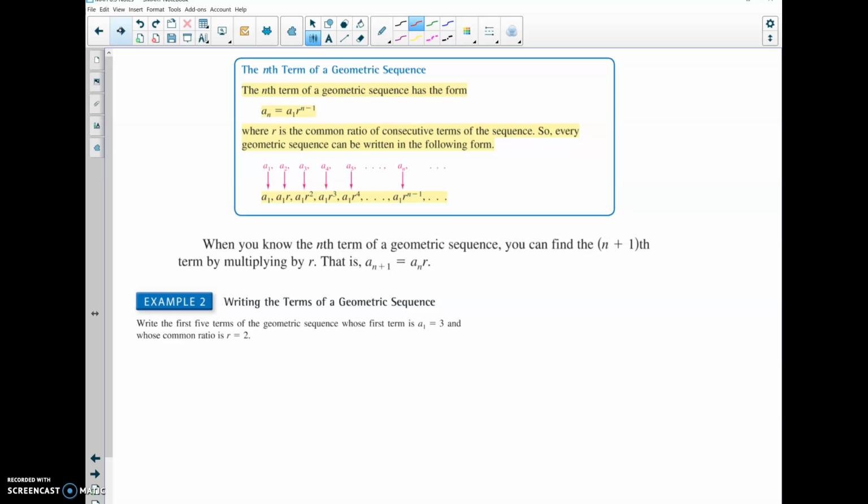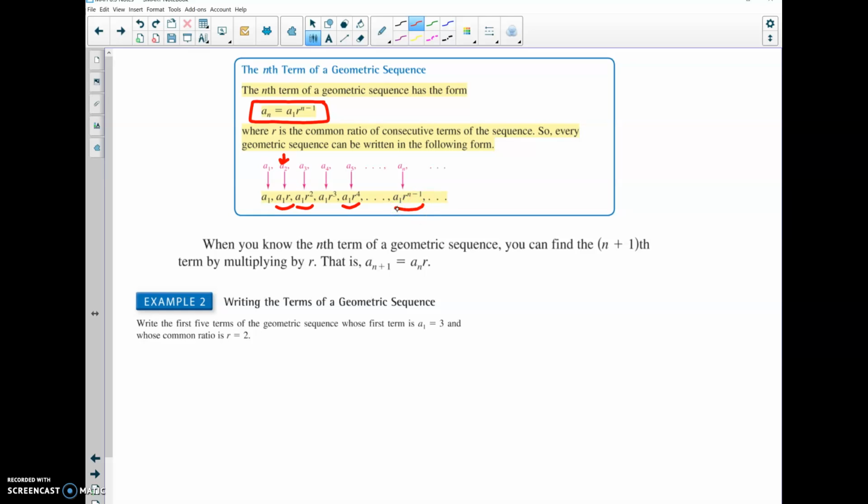So the nth term of a geometric sequence is of the form a sub 1 times your common ratio raised to the n minus 1 power. Think about it. Every single term is being multiplied by your common ratio. So a1 times r is your second term. Times r again would be r squared. Times r 4 times will give you the fifth term, because you are multiplying your first term by the common ratio 4 times to get to the fifth one.